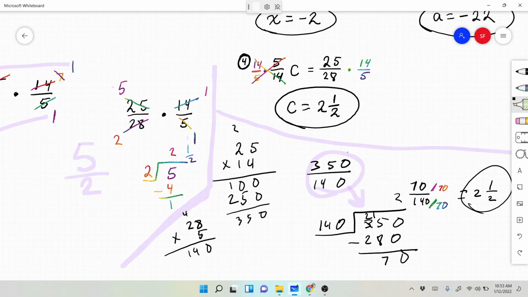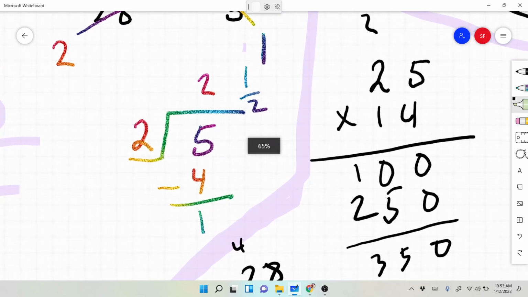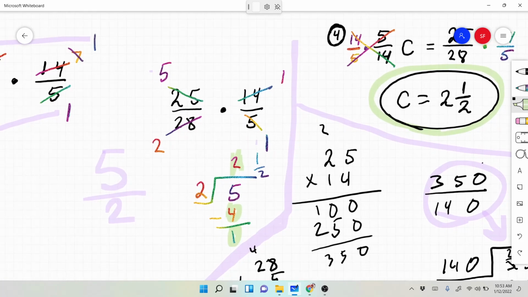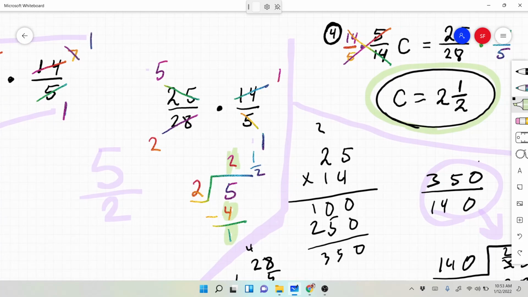2.5, right? 2 goes into 5 twice. 2 times 2 is 4. 5 minus 4 is 1. 2 doesn't go into 1, so our answer is 2 1/2. Isn't that basically where you are, right? Because you were following along with this, weren't you? Yeah? Okay, good. I think you're finished, aren't you? C equals 2 1/2.